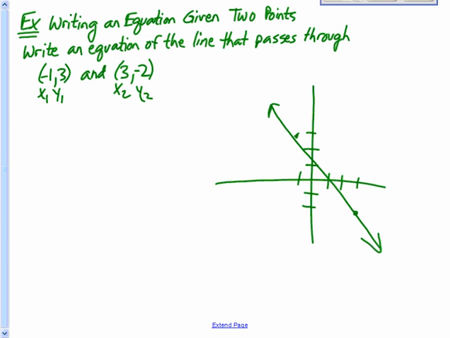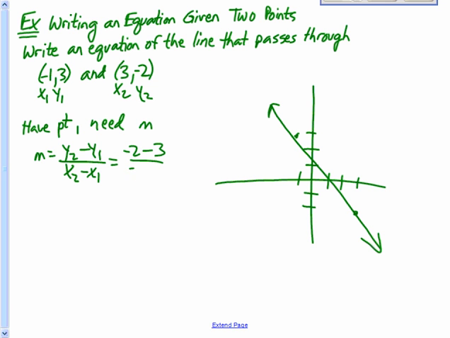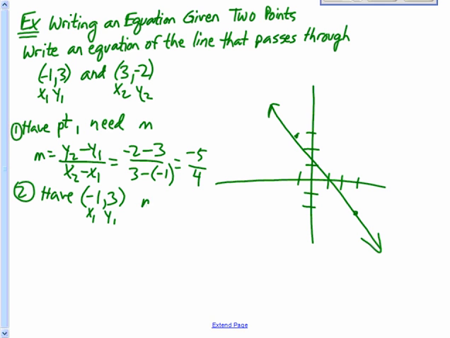Okay, so we have a point, that negative 1, 3. I need a slope. So let's find the slope. Y2 minus y1 over x2 minus x1. So negative 2 minus 3 over 3 minus the negative 1. We got negative 5 over 4. There's our slope. Okay. So find the slope first. Now we have a point. You can use either of these points, all right? And we use our slope.